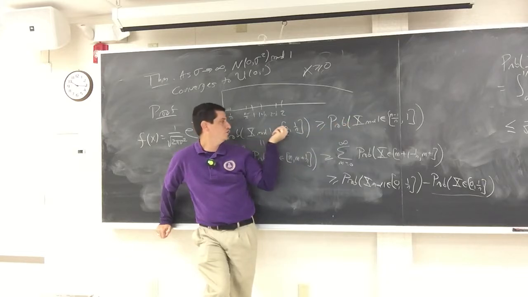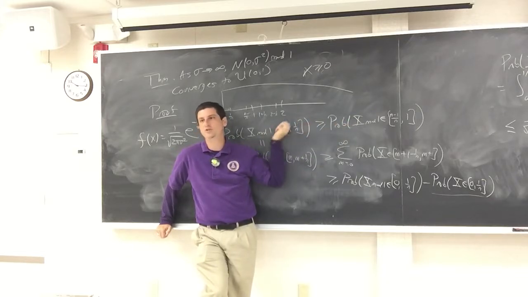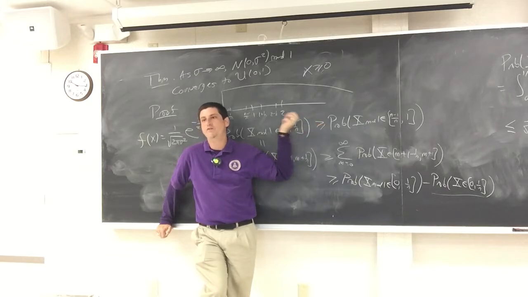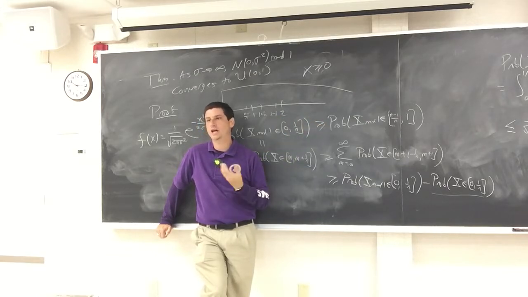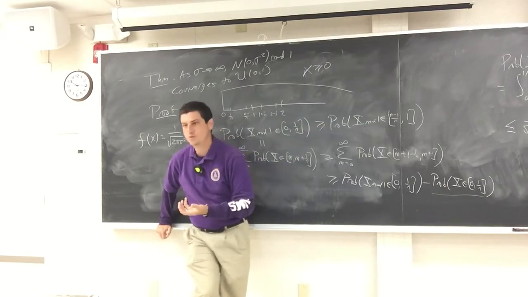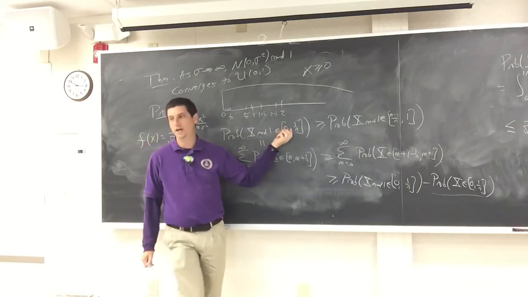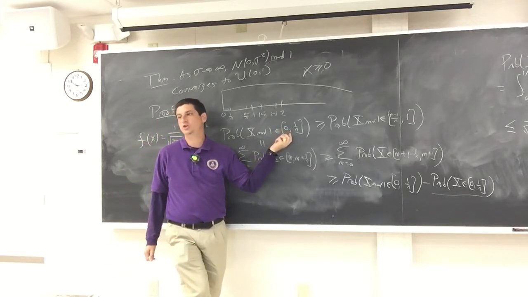There's nothing special about going from 1 minus 1 over n. I could have done 0 to 1 over n, 1 over n to 2 over n, 2 over n to 3 over n, 3 over n to 4 over n. For all of these, they all have to go to the same thing. So what we've just shown is that for the interval 0, 1 over n, as sigma goes to infinity, the probability goes to 1 over n.